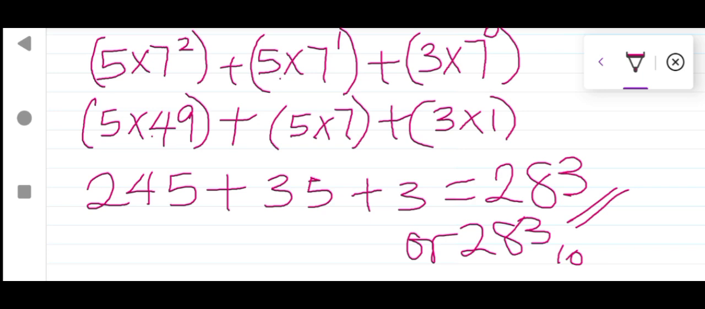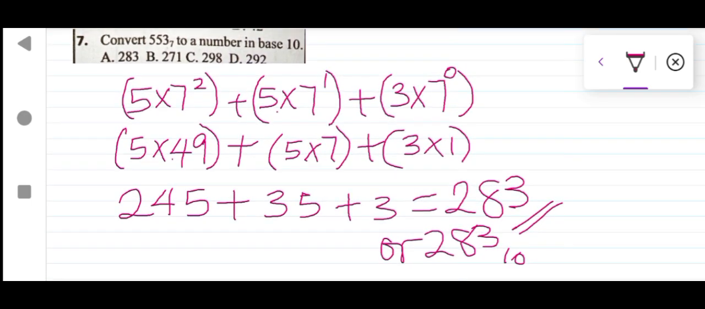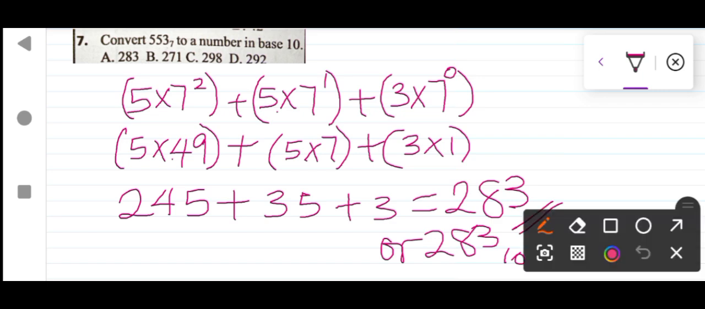So now let's go to the options and figure out the right one. Let's check 283 base 10, and you would agree with me that option A is very much correct.